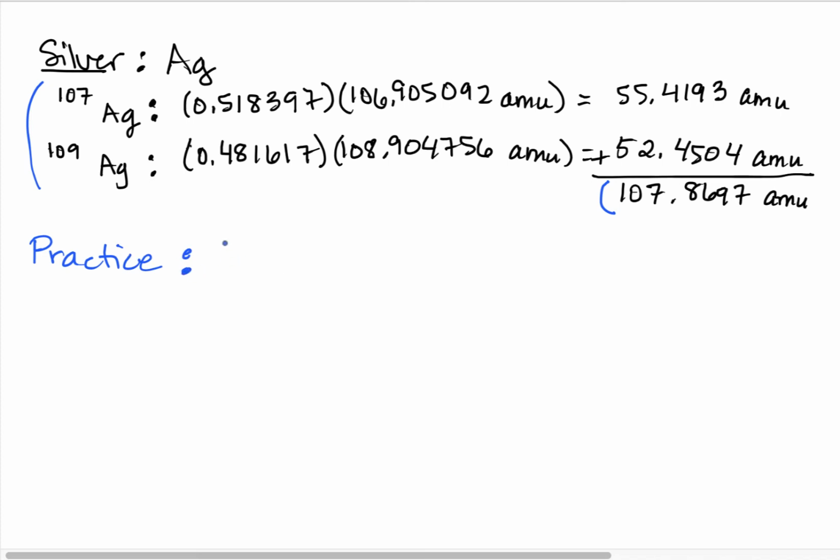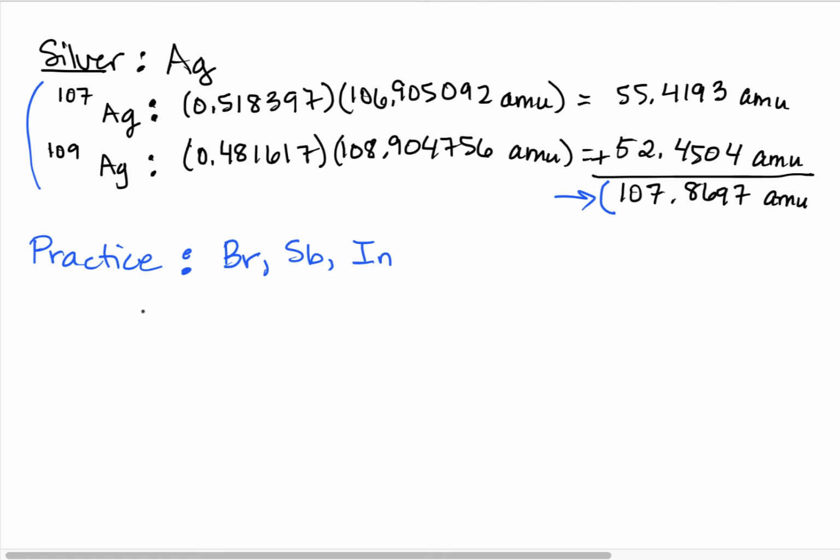Okay, so if you want a little bit more practice with two isotope masses, you can practice with bromine, antimony, or indium. These all each have two isotopes that are naturally occurring. So you can practice doing those and then compare the mass that you get with what's on the periodic table, because that will tell you if you get the right answer.